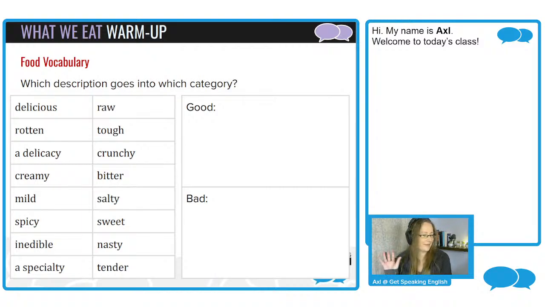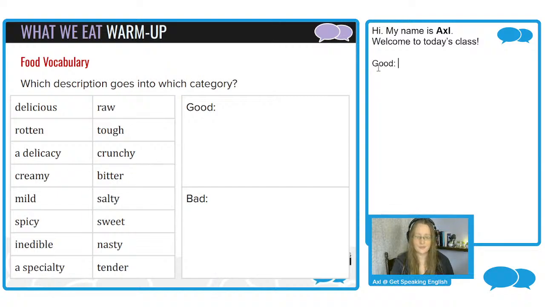As a bit of a warm-up, let's look at some of these vocabulary words that we use for describing food. Some of these words indicate if a food is really good. Others indicate if a food is not good. So why don't we sort these a little bit? Let's talk about the meaning of these, see what other language comes up, and list them as a good description or a bad description. So I'm going to do that.